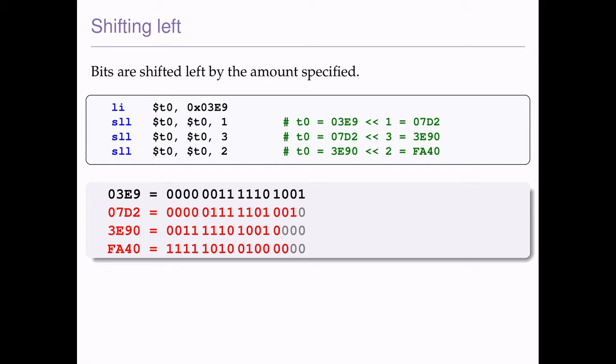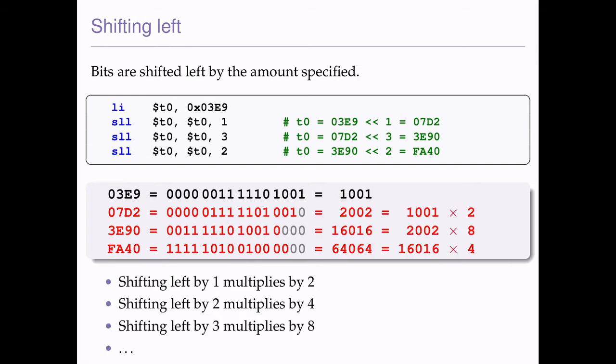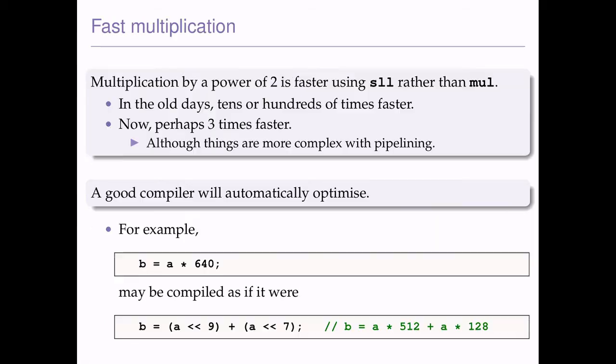Now, why do we care about shifting left? Well, we care because it's the equivalent of multiplication. If we shift left by 1 position, that's the same as multiplying by 2. If we shift left by 3 positions, that's the same as multiplying by 8. And if we shift left by 2 positions, that's the same as multiplying by 4. So this is a handy way to emulate multiplication via even numbers.